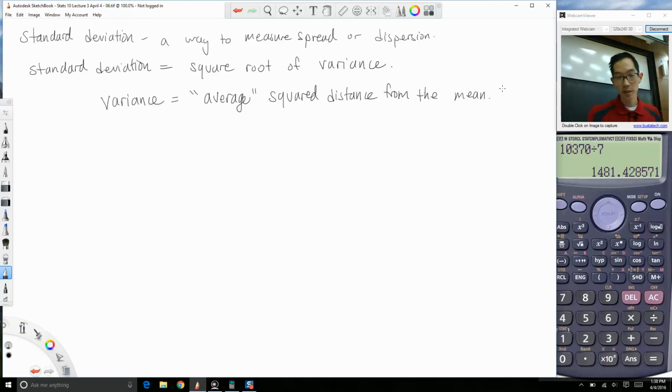All right, so let's talk about this concept of spread or dispersion. Let's say I've got two families here. Both families have five children. And the average age, or the mean age, of these children is 9 years old for both families.